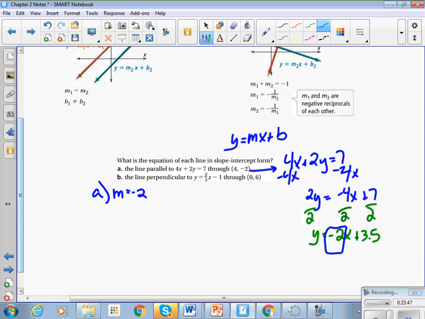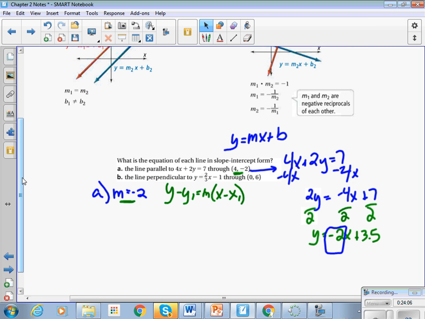If m is equal to -2, I need to find the other parts of my equation. So because I have a point and the slope, I'm going to use point slope and then convert it into slope-intercept. So my x1 is 4 and my y1 is -2. My slope is -2.